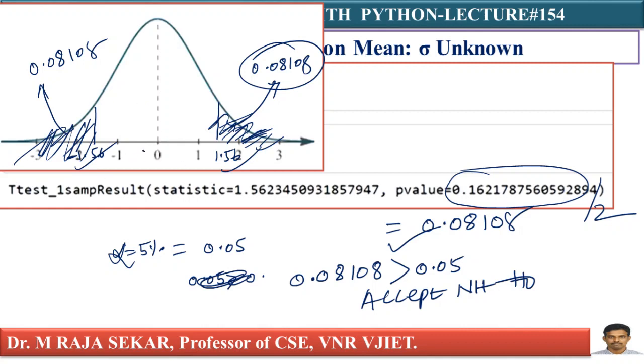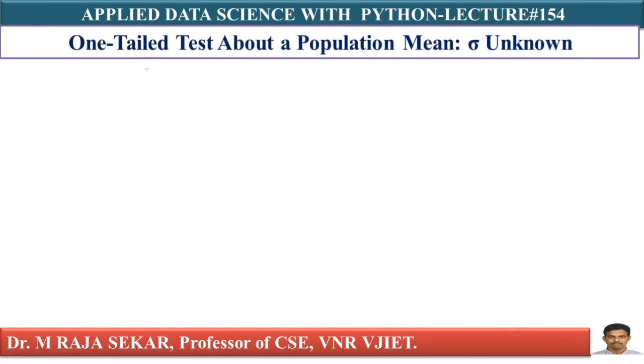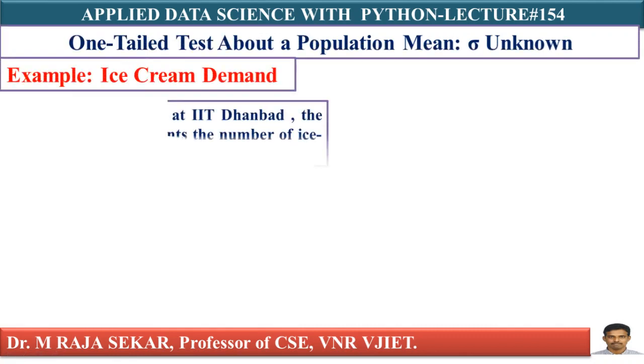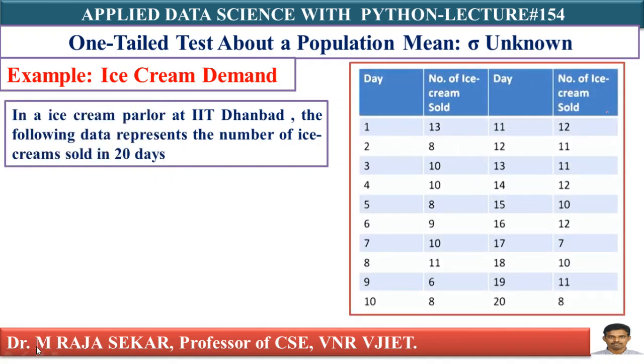This is for illustration purposes. I just discussed this one. Now we will try to understand one simple real-time problem. Just see how it will be. This is a problem related to ice cream demand. At an ice cream parlour at IIT Dhanbad, the data represents the number of ice creams sold in 20 days, day 1, day 2, day 10, day 11 to day 20. That means 20 days of data was surveyed.